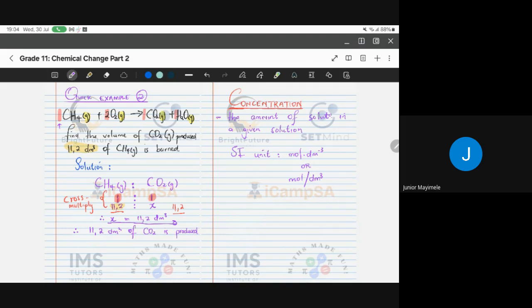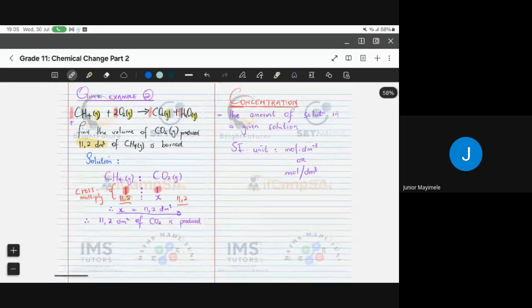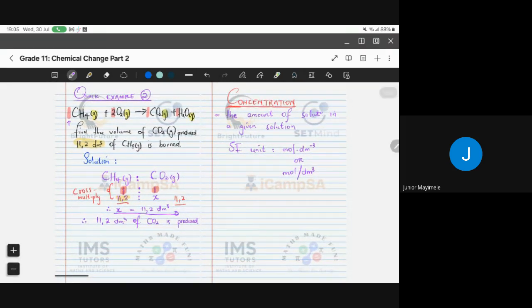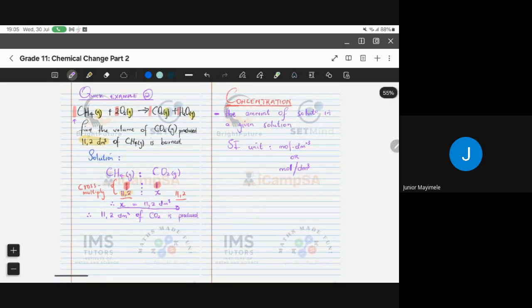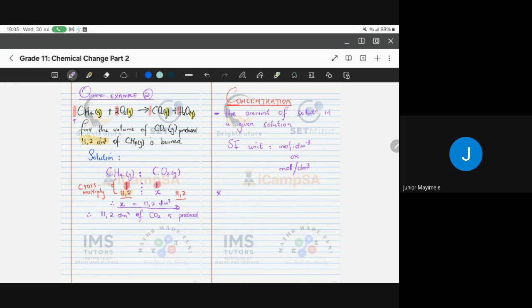So this is what concentration means: moles per cubic decimeter. If you remember, the mole is just the unit we use to count the amount of substance that we have. But that's grade 10 stuff. At this point, you should know what a mole is, right? So now, let us give you a simple example of how you would find concentration.